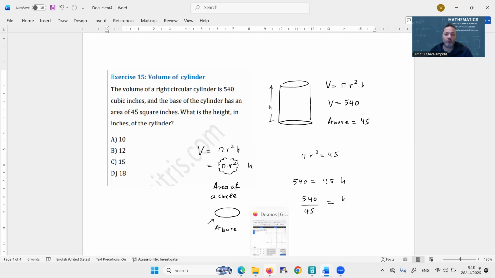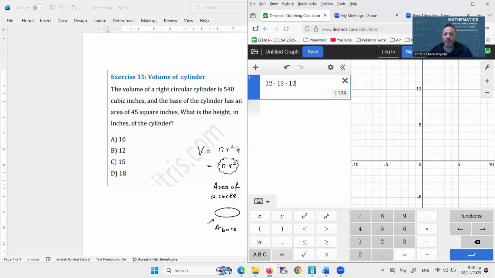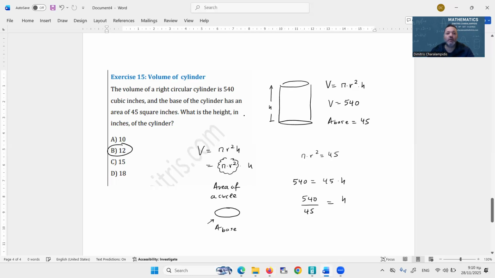Now let's go to Desmos. 540 divided by 45. The right answer is 12, and that's B.